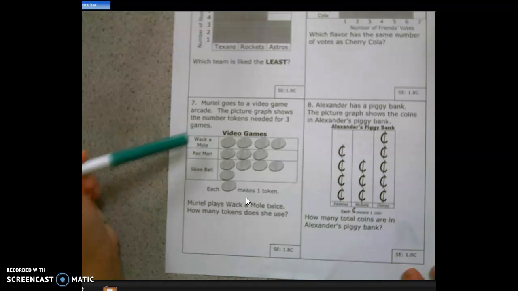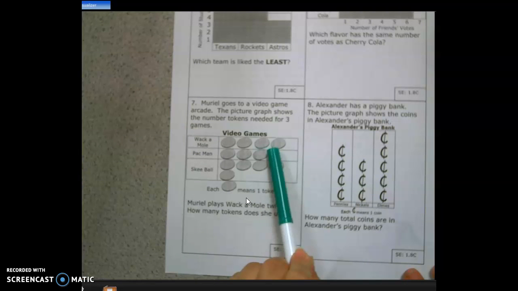Number 7. Muriel goes to a video game arcade. Who's Muriel? The picture graph shows the number of tokens needed for 3 games. Muriel plays whack-a-mole twice. How many tokens did she use? You're going to see whack-a-mole, Pac-Man, skee-ball. I need to play whack-a-mole. How many? Then she does it 2 times. It's an addition problem as well, boys and girls.